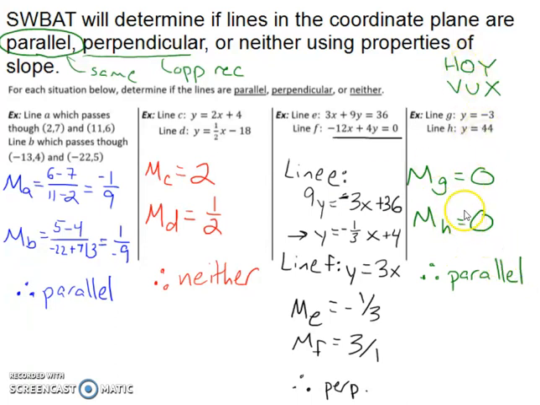If these had been 0 and an undefined slope for a vertical line, then we'd be looking at perpendicular lines. So that is it. We looked at 4 different ways to determine slope, but all of them ended up just deciding if the set of lines was parallel, perpendicular, or neither.